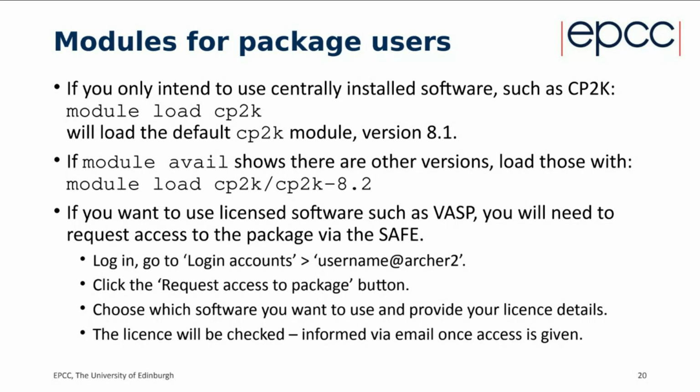When you're checking with module avail, if you see there are different versions, you'll see they've always got the name of the module followed by a slash and then something else with the version. Then you can load anything that isn't default, or you can even load the default module if you want to be more specific with the version, by just including the full name of the module with that slash. So version 8.1 of CP2K is the default, but if you need to use version 8.2, then you would just do module load cp2k/cp2k-8.2 to load that version instead.